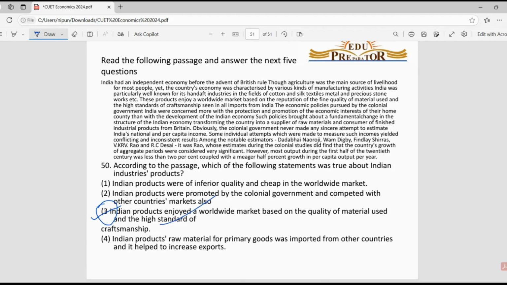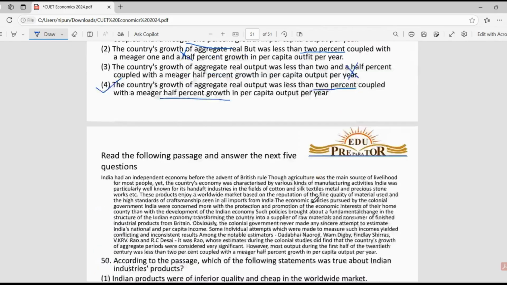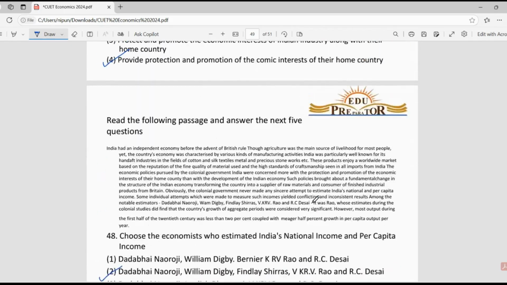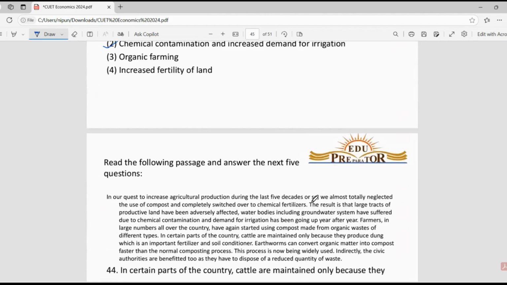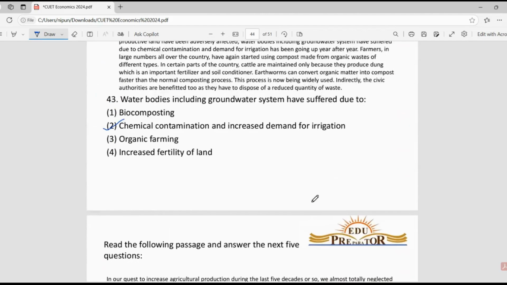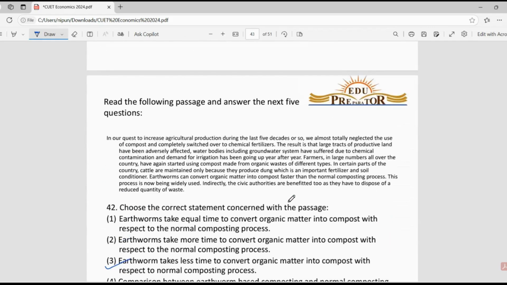Right? That is all about this particular paper. Children, you can see the paper is not at all tough. It is just that you need to be more concentrated. You need to read between the lines. You need to read the questions carefully.